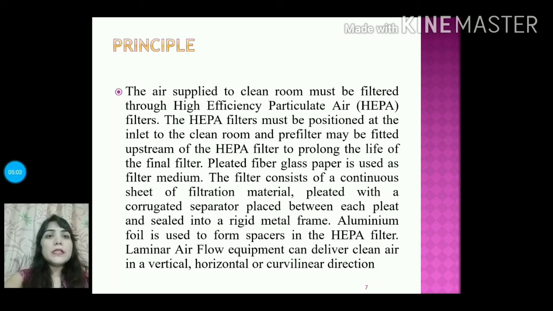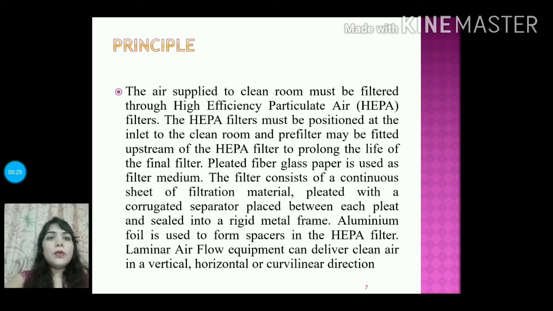HEPA filters are made up of pleated fiberglass as a filter medium. The filter consists of a continuous sheet of filtration material pleated with corrugated separator placed between each pleat and sealed into a grid metal frame. Aluminum foil is used to form spacers in HEPA filters.